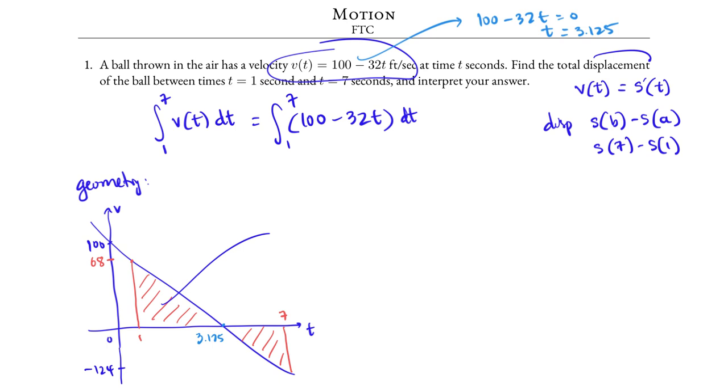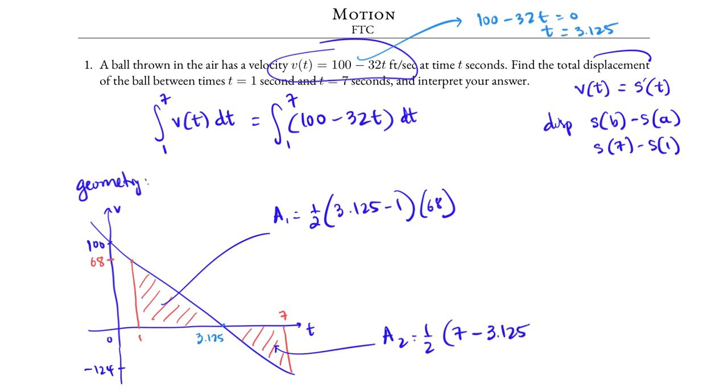The first triangle has the area of 1/2 times the base, 3.125 minus 1, times the height, which is 68. The second triangle has an area of 1/2 times the base, 7 minus 3.125, times the height, but the height is negative 124. Evaluating these areas, we see that the first area is 72.25 and the second area is negative 240.25. Again, the picture is not drawn to scale here.